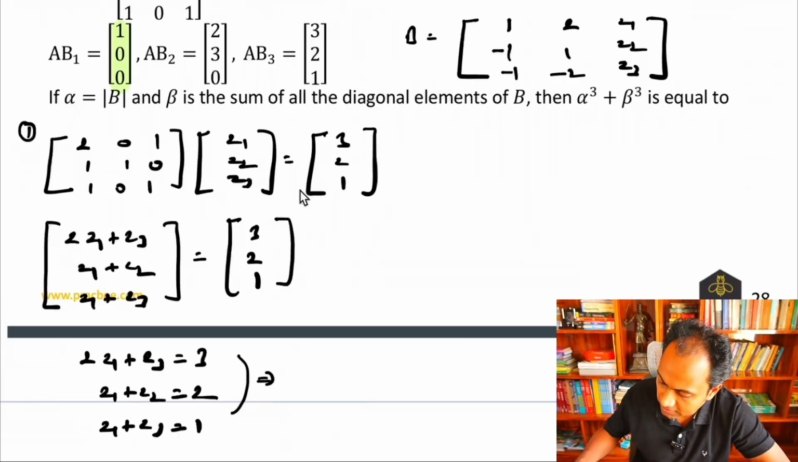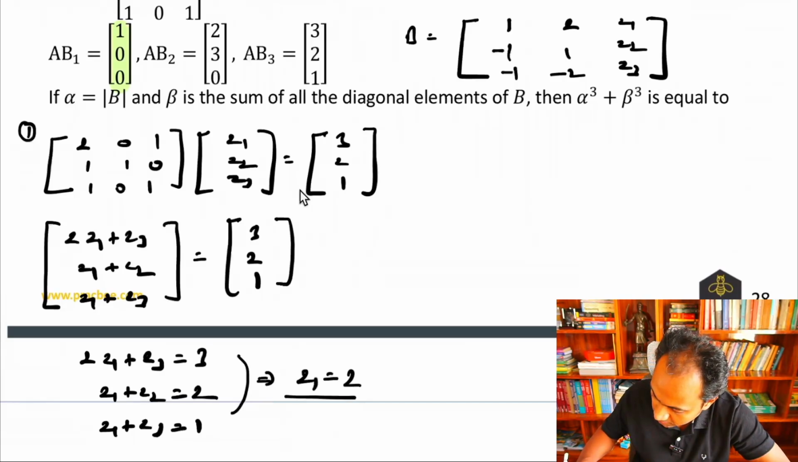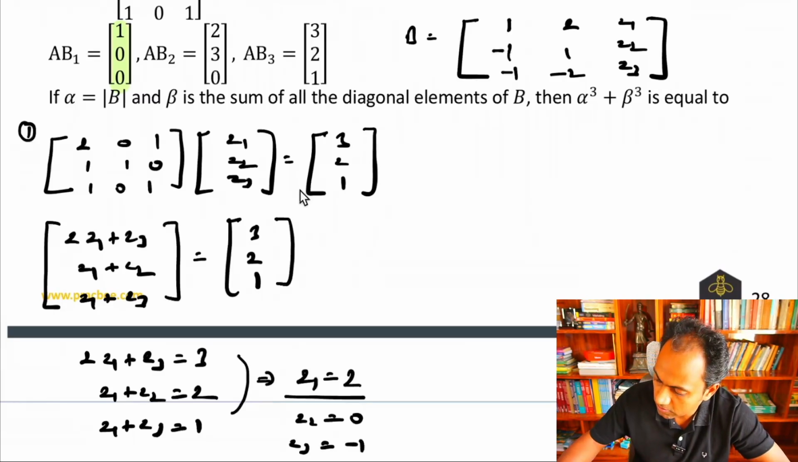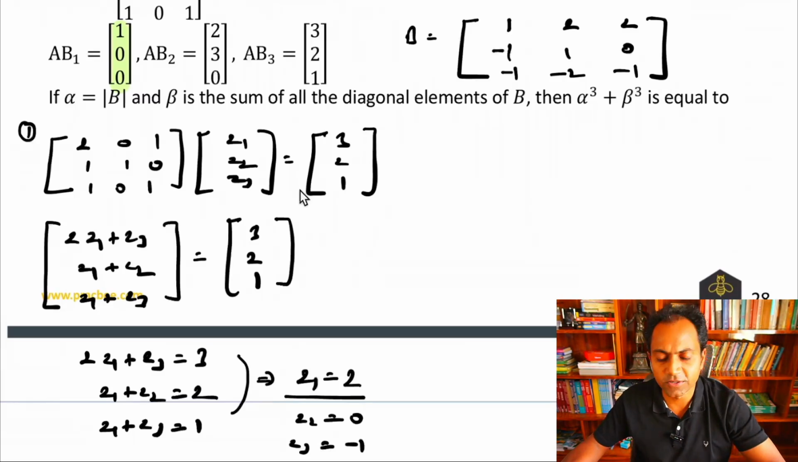If I subtract the third from the first one, I get the value of Z1 as nothing but 2. Now once you have got this, from the second one, you can see that Z2 will become 0. And from the third one, if I put this, Z3 will come out to be minus 1. So the third row that we did not know, we have got that as well. It comes out to be 2, 0, minus 1. Now this is the first part of the question.